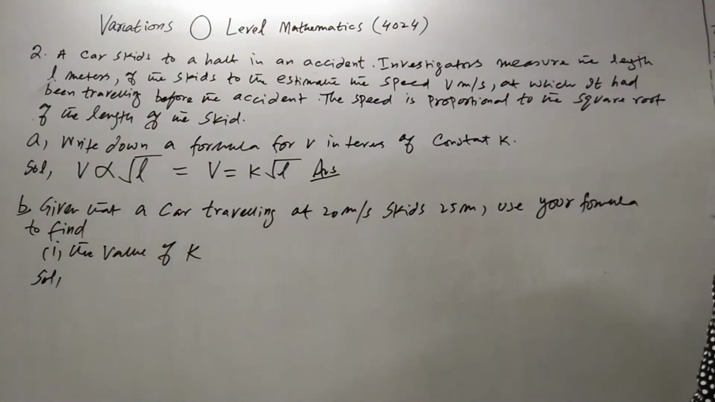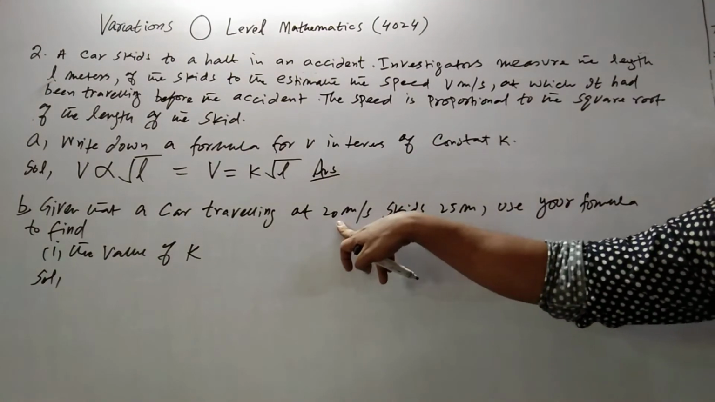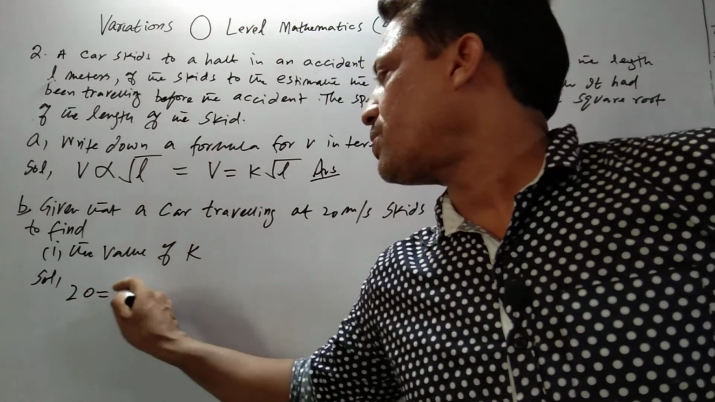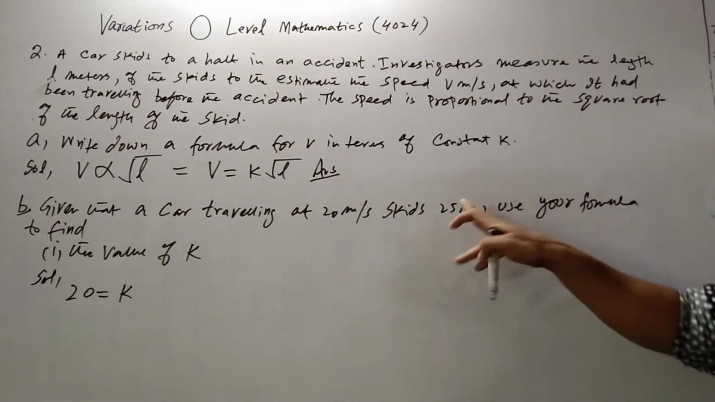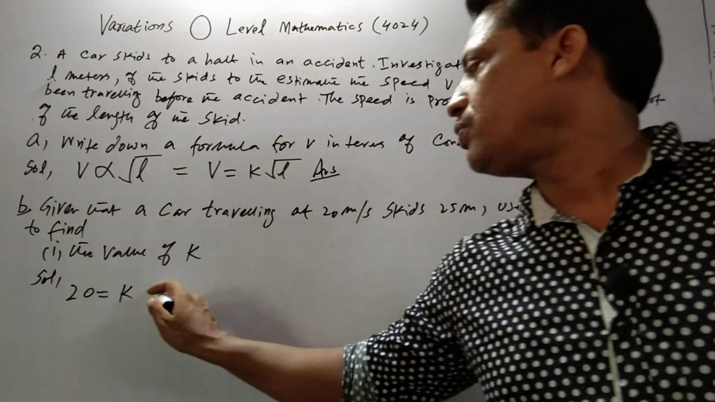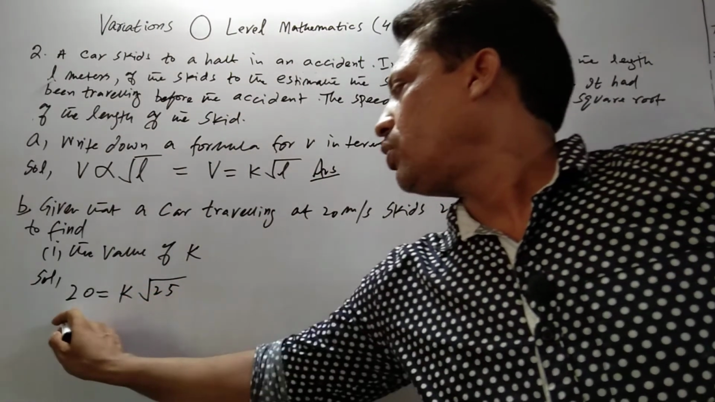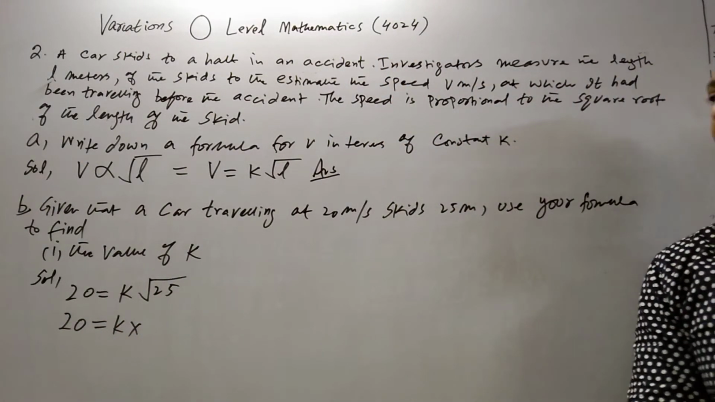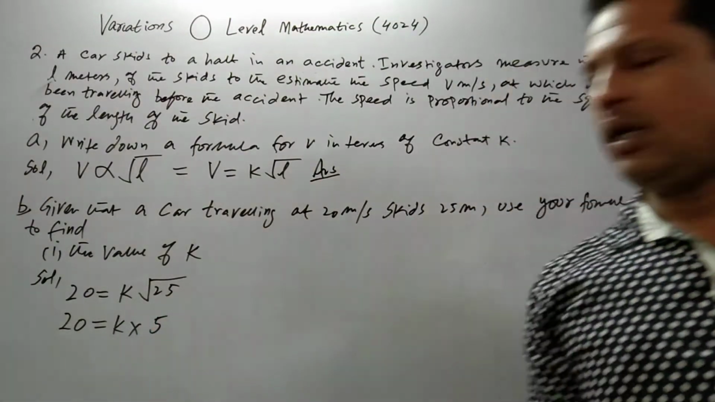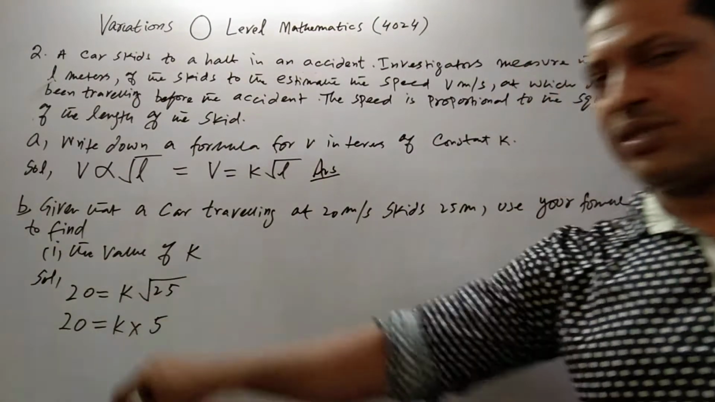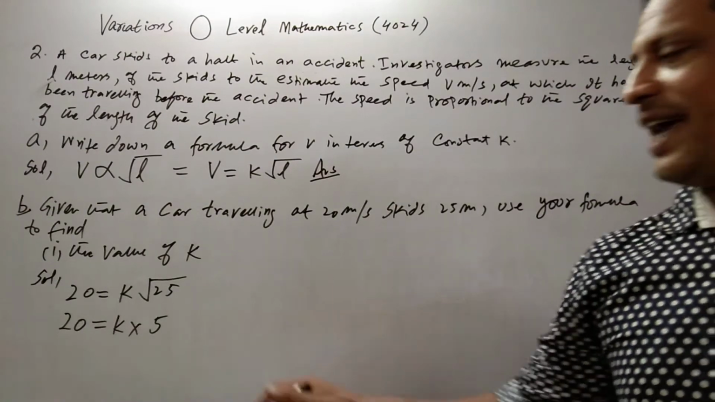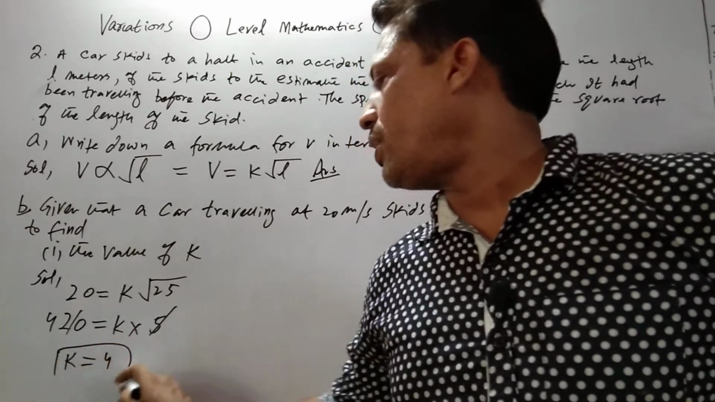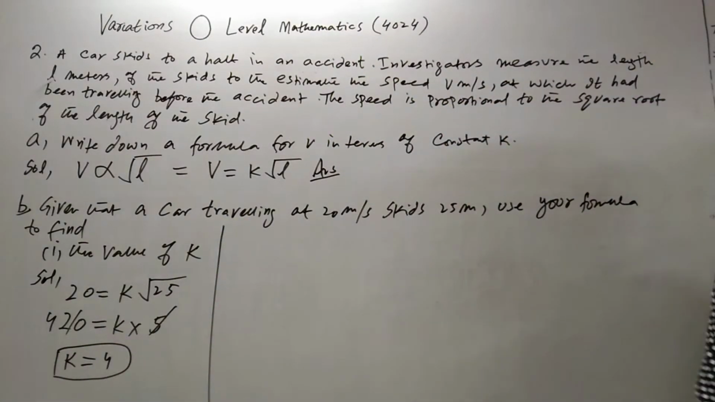How to find the value of K? By using these two pieces of information. Put V equals 20 in the formula. So 20 equals K, and put the value of L as 25 root. 20 equals K multiplied by the square root of 25, which is 5. This 5 becomes the denominator on the other side, or you may directly cancel: 5 4s are 20. So K equals 4 is your answer. I hope you understand.